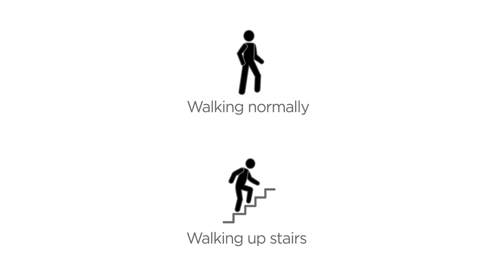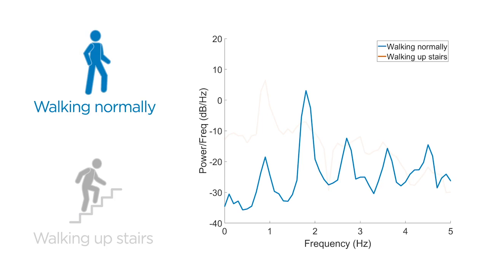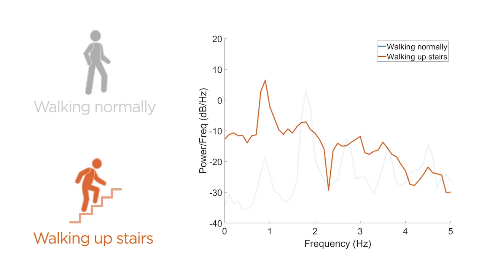Let's apply these techniques to accelerometer signals from a person walking normally and walking upstairs. Take a look at the spectra calculated from the y-axis signal for both activities. Notice that the normal walking spectrum in blue has regularly spaced peaks, meaning the harmonics of this signal are very prominent. On the other hand, the walking upstairs spectrum only has one prominent peak at the fundamental frequency. Since the harmonics are less prominent, most of the energy of this signal is concentrated at lower frequencies.